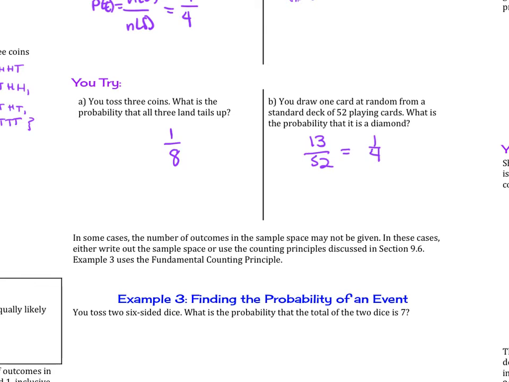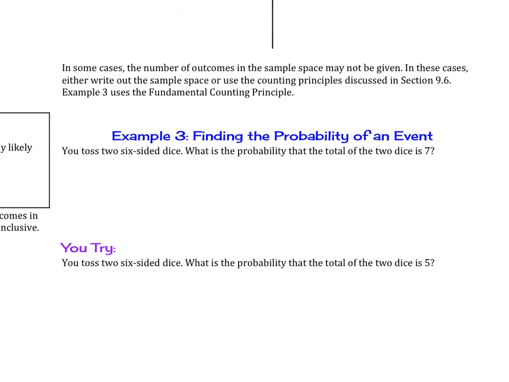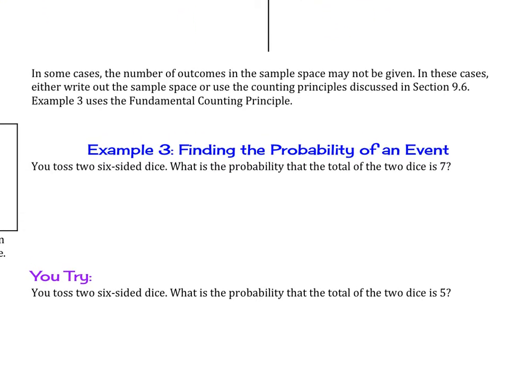In some cases, the number of outcomes in the sample space may not be given. In these cases, either write out the sample space or use counting principles discussed in the previous section. This example uses the fundamental counting principle. You toss 2 6-sided dice. What is the probability that the total of the 2 dice is 7? Let's see how many different outcomes there could be. One die has 6 sides and the other also has 6 sides, so there are 6 times 6 ways. 6 times 6 is 36 different outcomes using our fundamental counting principle.